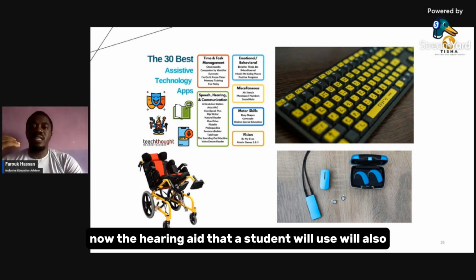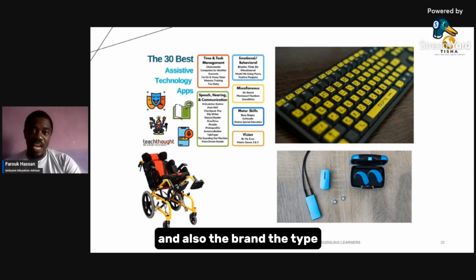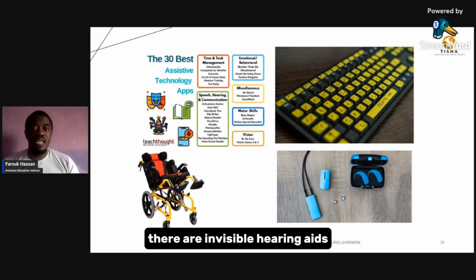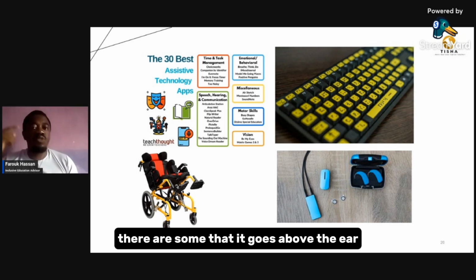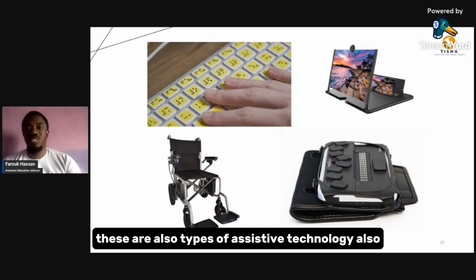Now, the hearing aid that a student will use will also depend on the severity of their hearing impairment. And also the brand, the type, the price range depends on all of that. There are invisible hearing aids that will go deep into the ear canal. There are some that go above the ear. Depends on the severity of the hearing impairment. Good. These are also types of assistive technology.